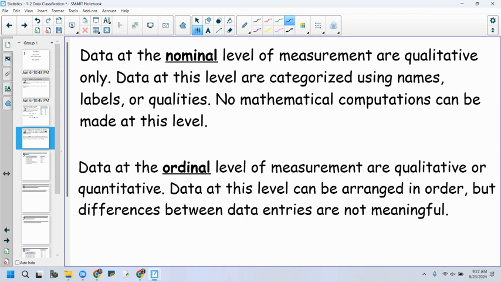Data at the ordinal level could be put into order. Ordinal for order. The ordinal level of measurement are qualitative or quantitative. Data at this level can be arranged in order.